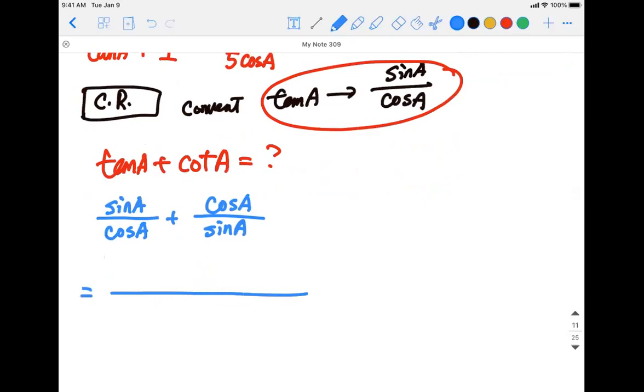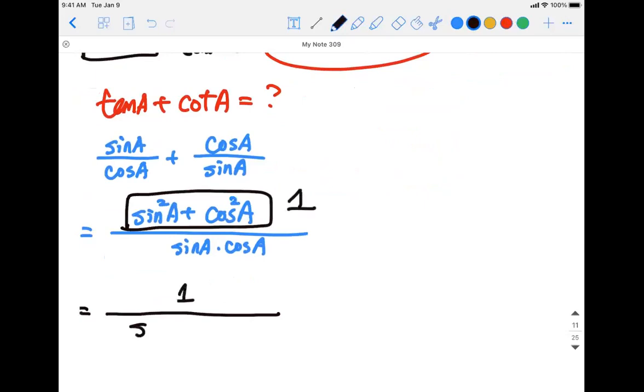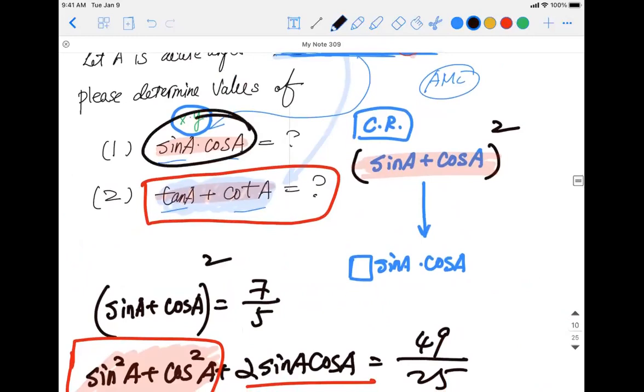Let's make sure that I have the same denominator, right? Sine, cosine, sine square, cosine square. Is that right? So that one equals what? I keep using whatever we introduced today, right? This is one over sine A cosine A. Hey, sine A cosine A, this is exactly what we calculated in our step number one, right? Whenever the question has multiple steps, maybe you try to use whatever you calculated for the first step and then apply it to the second one.